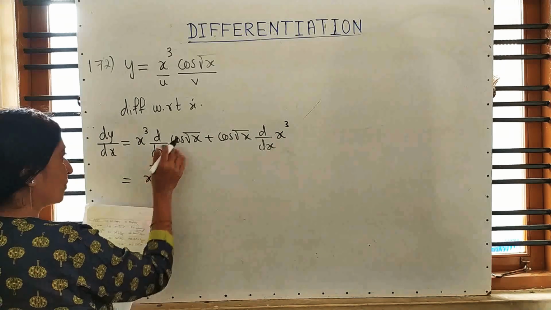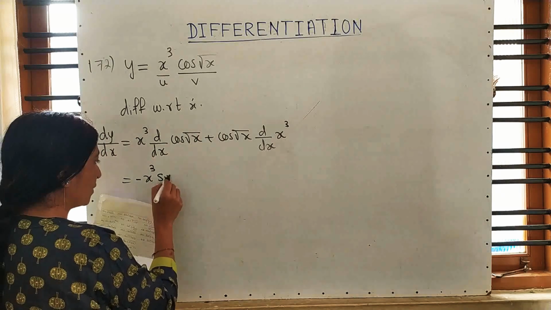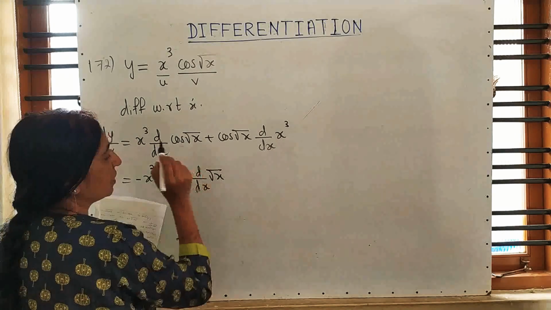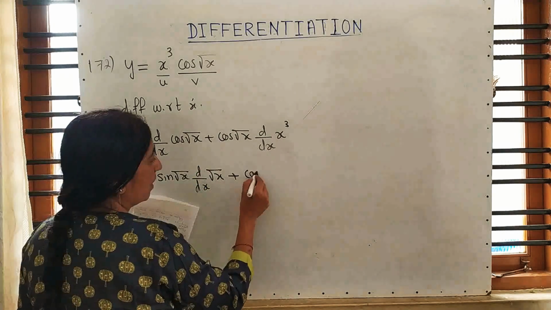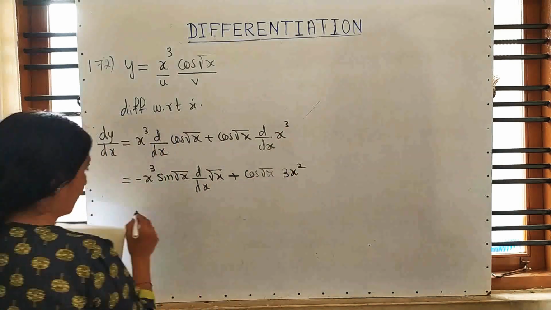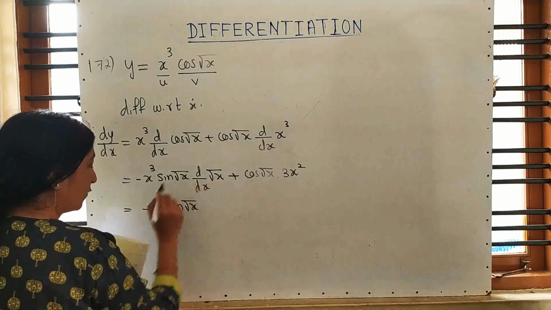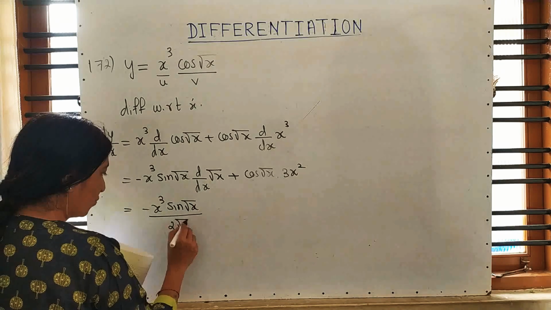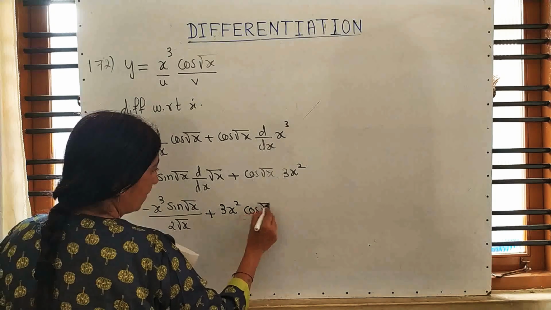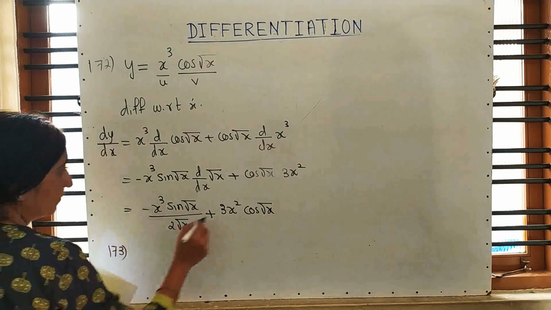Here it is x cube, there is no power, so directly we have to differentiate the cos. Differentiation of cos is minus sin root x. After the trigonometric term we have to differentiate the angle, that is root x. And cos root x as it is, differentiation of x cube is 3x square. So it is minus x cube sin root x. Differentiation of root x is 1 by 2 root x. I am writing like this. And this is 3x square cos root x. Understood?